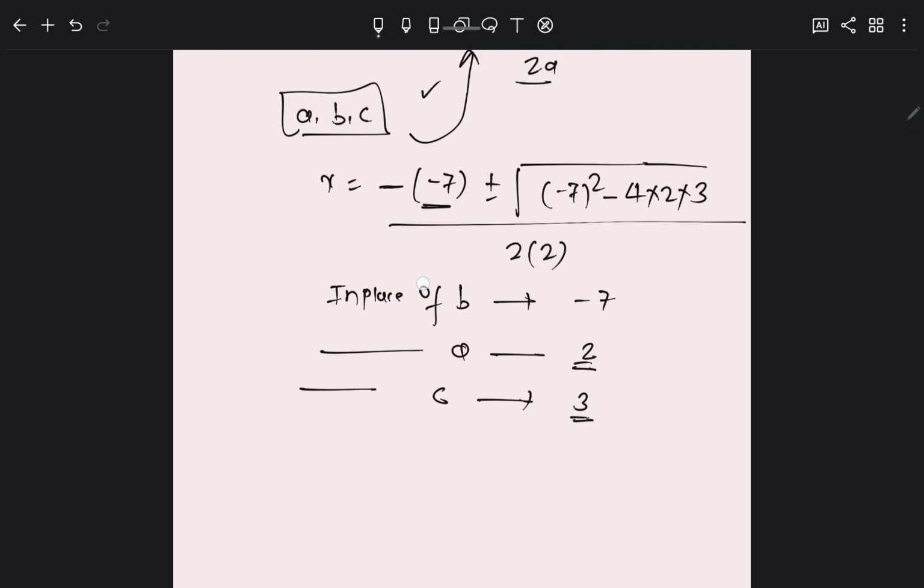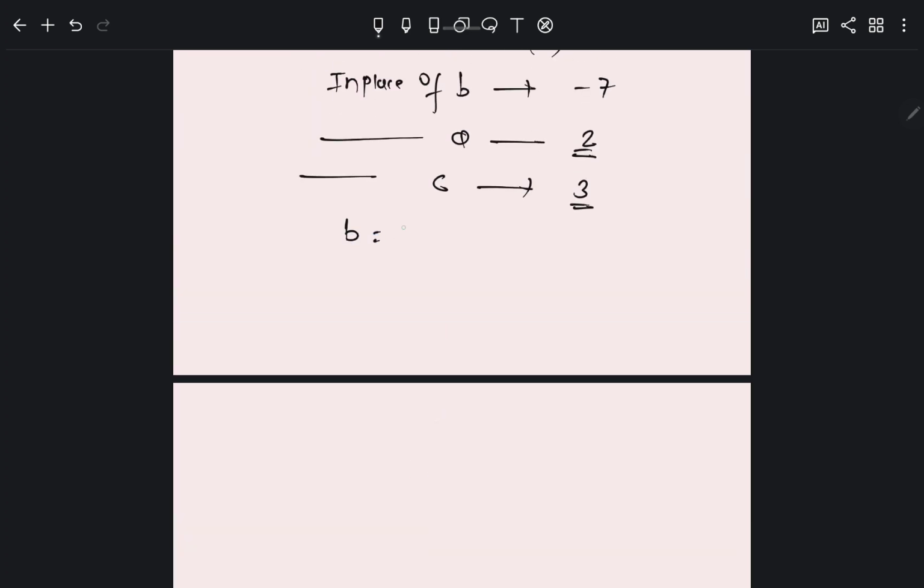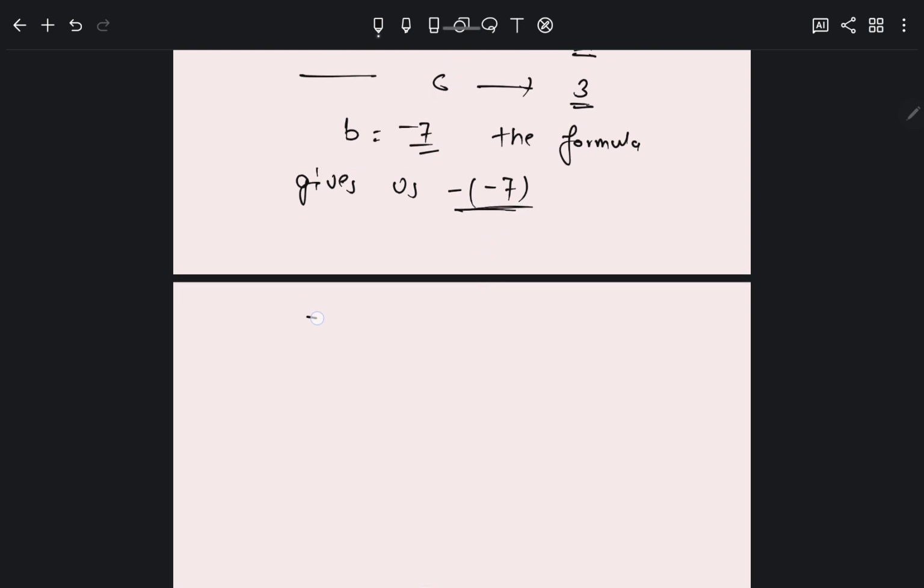Notice this carefully: because b equals minus 7, the formula gives us minus of minus 7. A negative of a negative becomes positive, we already know that. So this part becomes 7.